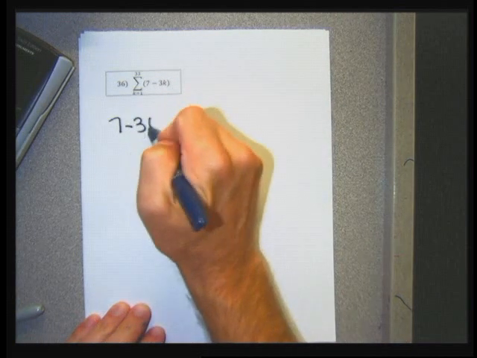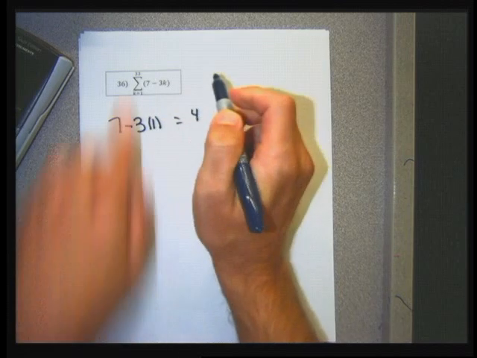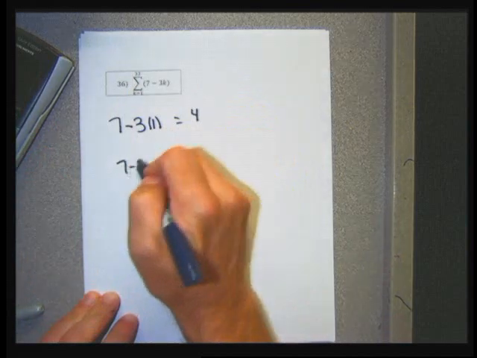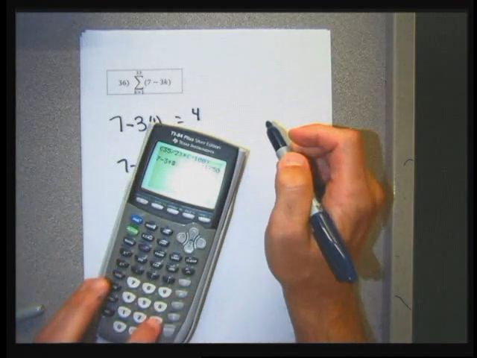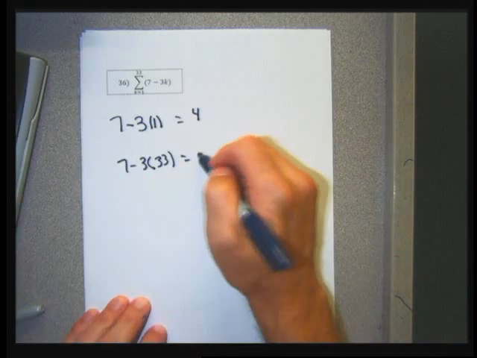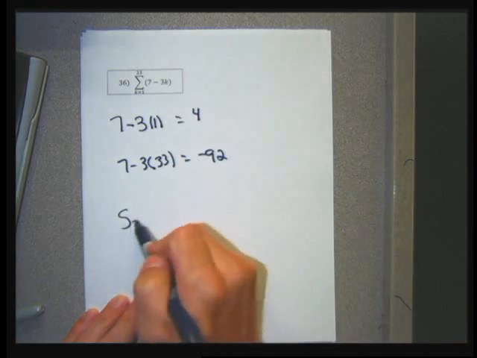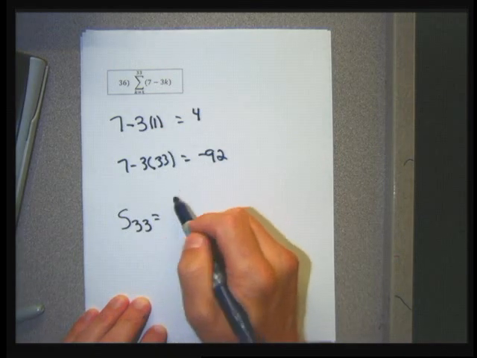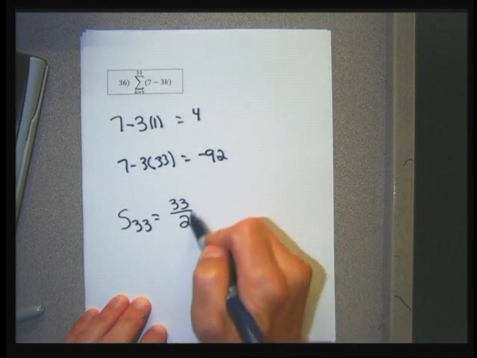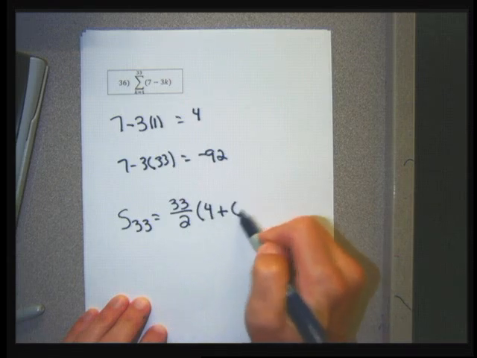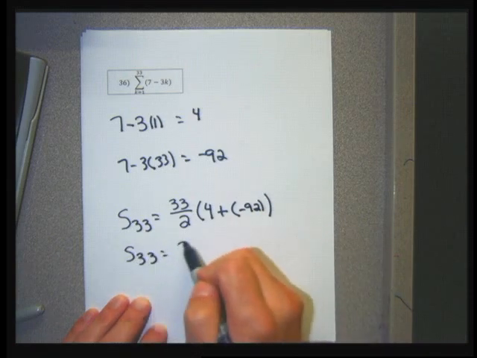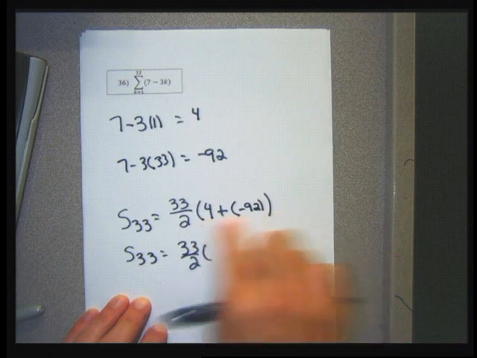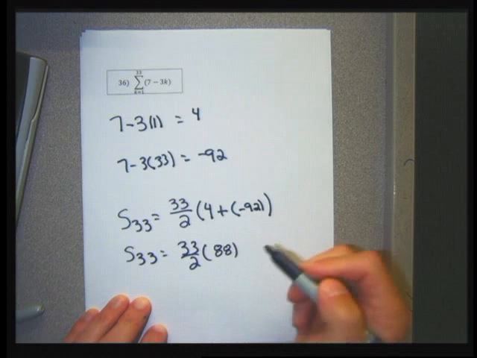So, find the first number in the list, 7 minus 3 times 1, which is 7 minus 3, which is 4. Find the last number, which is the 33rd number, 7 minus 3 times 33, which is negative 92. The sum of the first 33 numbers in this list is gotten by taking n over 2, which is 33 over 2, times the sum of the first number plus the last number. I'm adding a lot of negative numbers, so it's probably going to be negative. Here, S sub 33 is going to be 33 over 2, and adding these, I get negative 88.